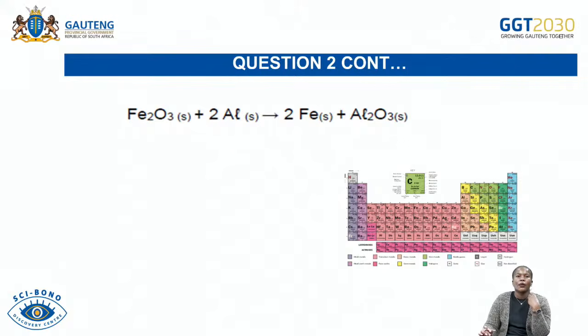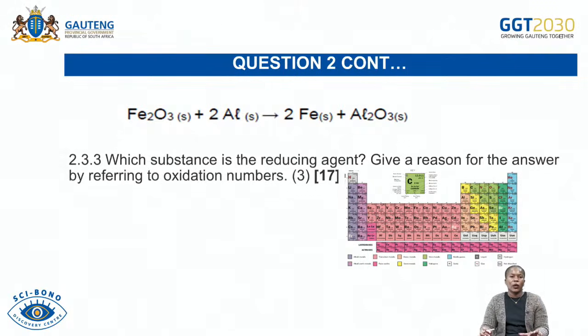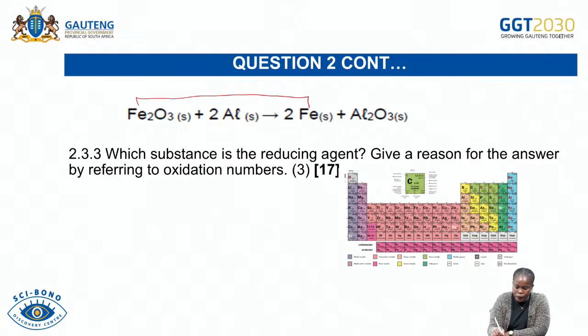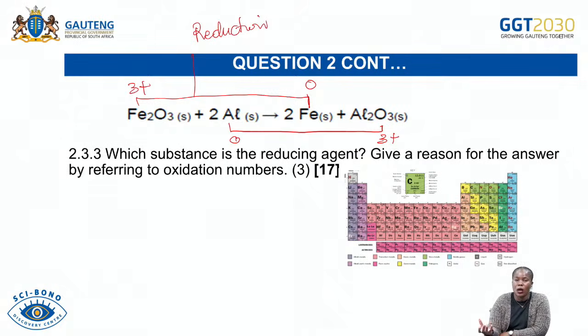Moving right along, we're still considering the same chemical equation, okay? However, we are now focusing on which substance is the reducing agent. Again, as on the other slide, we said that iron has a 3 plus going to a 0, and then we looked at aluminium with a 0 going to a 3 plus. We concluded that because there is a decrease, it is undergoing what? Reduction, because there's a decrease in the oxidation number.